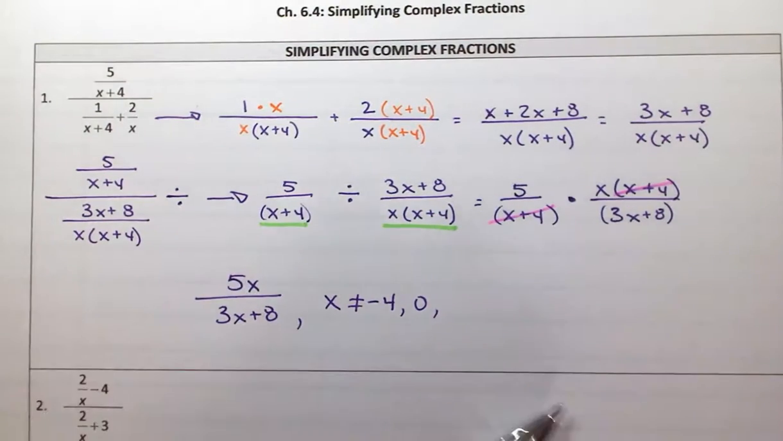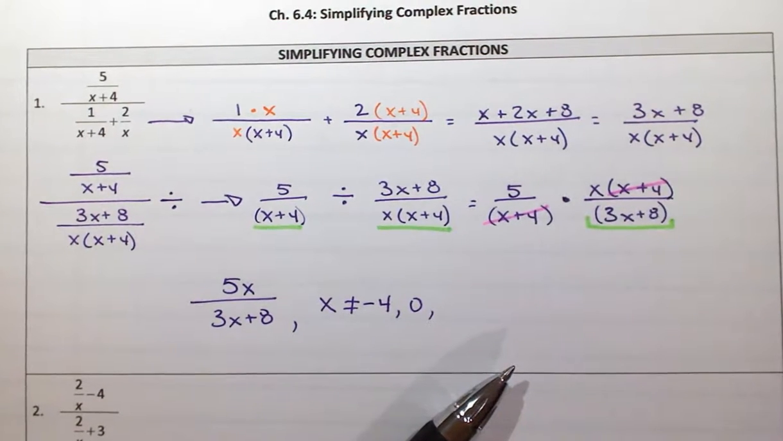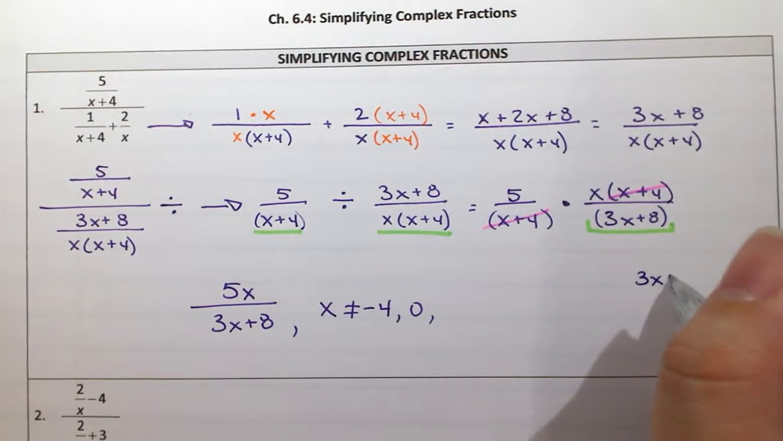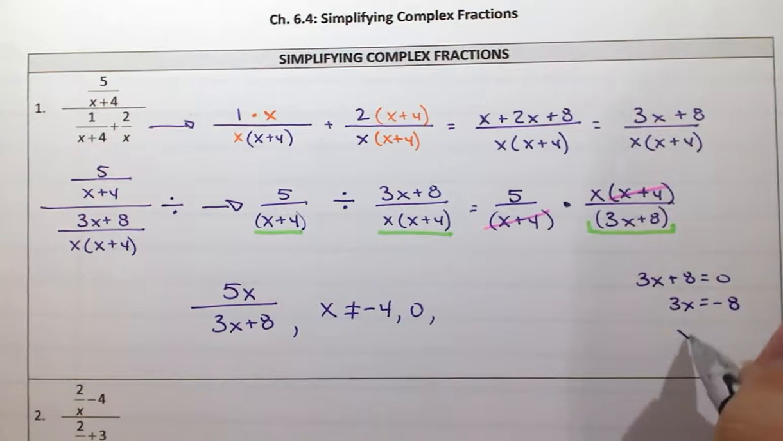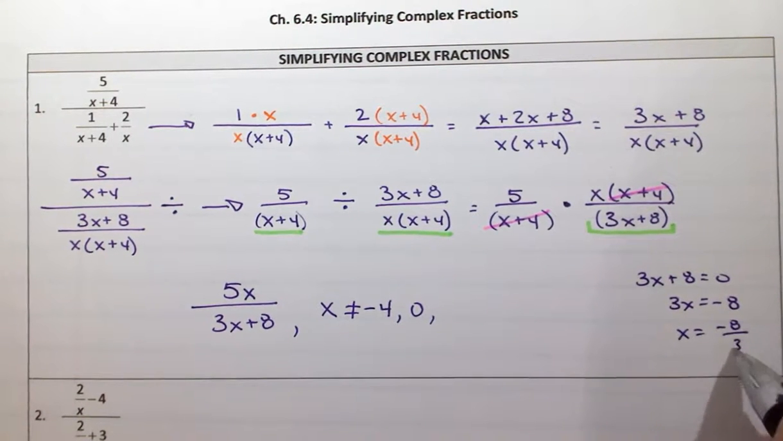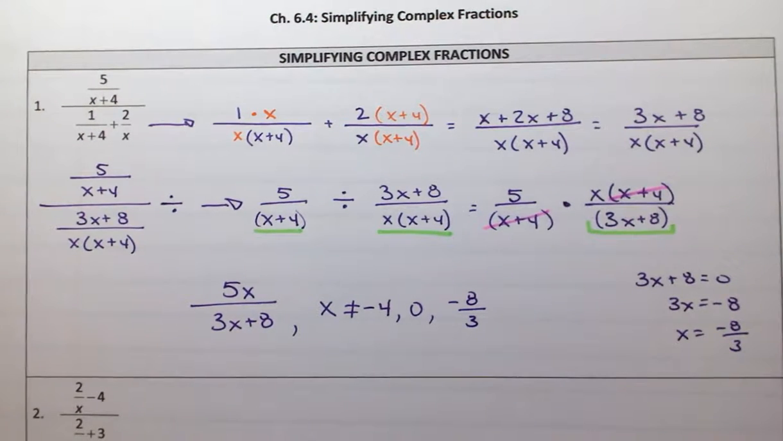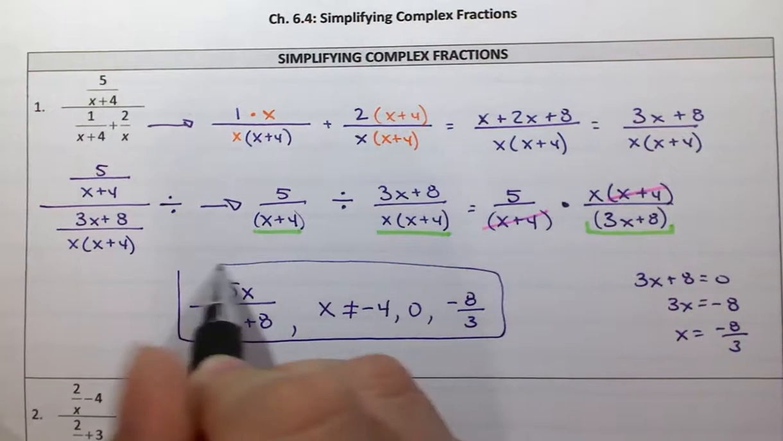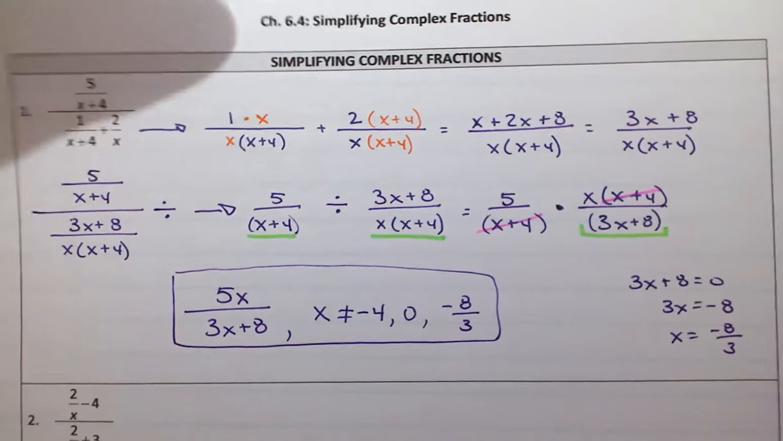But then we also have to look at the reciprocated fraction. So 3x plus 8. Now that one's not quite as easy, so if you get stuck, remember all you have to do is set it equal to 0 and solve. Okay, and you can always do this if you get stuck. So it also cannot equal -8/3. So there are 3 values that would not work for this expression. And there it is. That's simplified. All right, let's try another one.